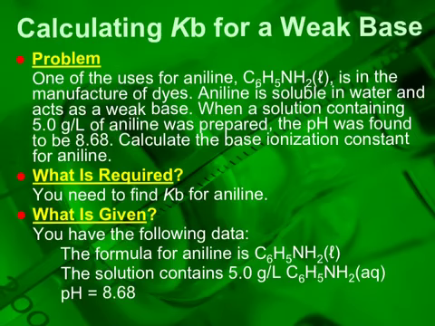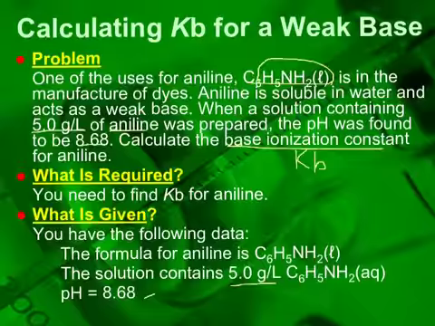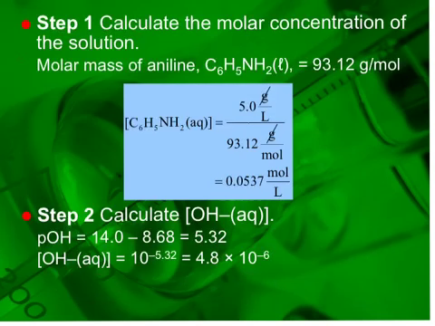Let's now look at an example with numbers. It says a solution containing 5 grams per liter of aniline, and the formula is right here, was prepared, and the pH was found to be 8.68. Calculate the base ionization constant, the Kb, for aniline. We're given the formula for aniline and the concentration in terms of grams per liter, and we're told the pH is 8.68. The very first step we need to do is to determine the concentration of the aniline.